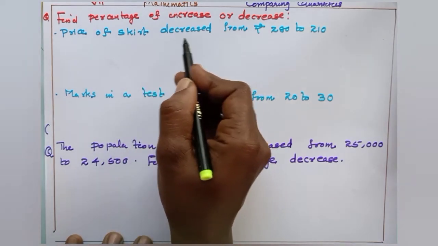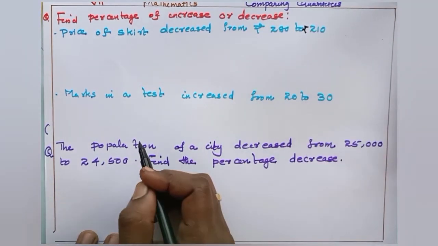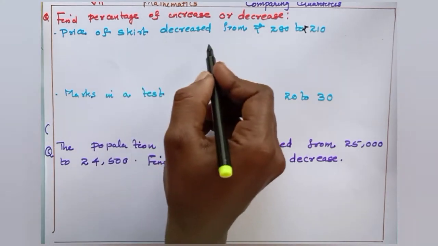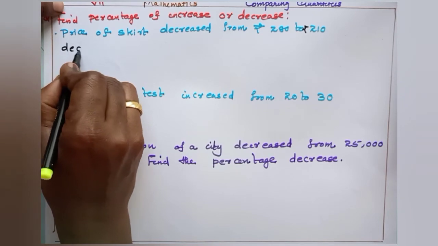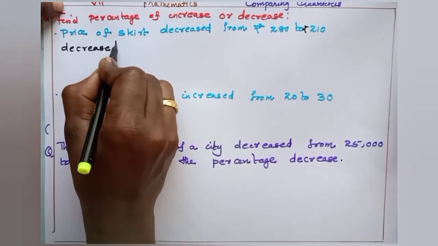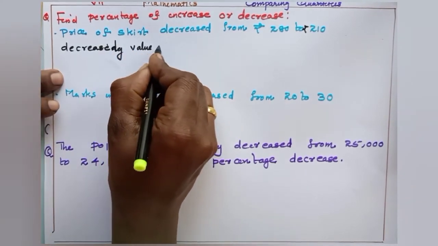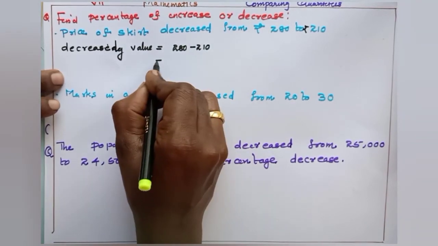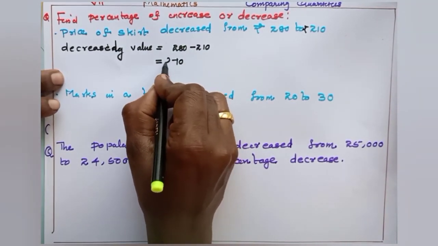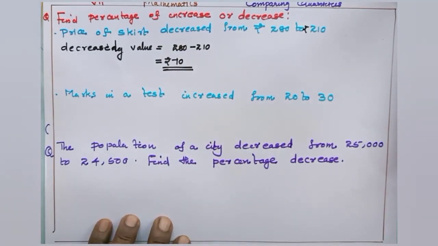The price of a skirt decreased from rupees 280 to rupees 210. So we want to find out the decreased value. Decreasing value is equal to 280 minus 210. So we get 70 rupees decreasing. Then we want to find out the decreasing percentage.